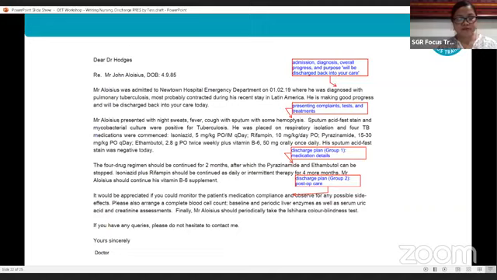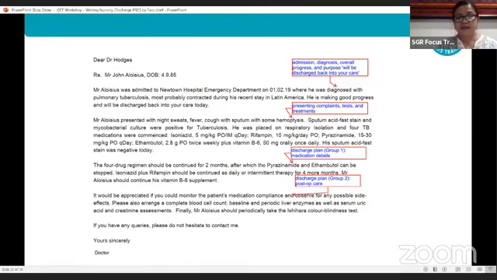Okay, right. So the letter is organized into 4 logical paragraphs. The first paragraph includes the admission to the emergency department on the 1st of February. It also includes the overall progress and the diagnosis of the patient, and the purpose, which is that he will be discharged back into your care today.